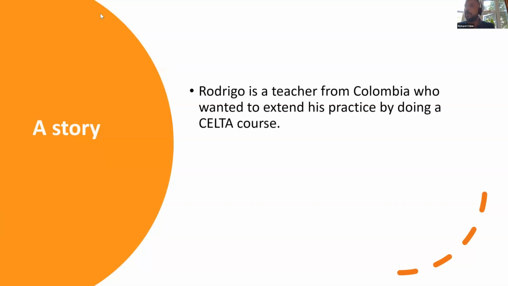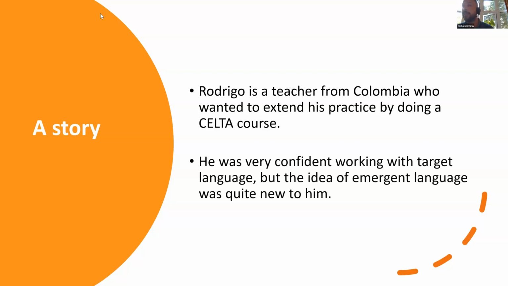Rodrigo is a teacher from Colombia who wanted to extend his practice by doing the CELTA course. So he's a trained teacher, and he was very confident working with target language because that's what his training had focused on, which a lot of training does focus on. Very little of it focused on emergent language. On Delta, obviously, there's often a push towards working with emergent language, and the criteria on the Delta encodes that as well. But it was quite new to him working with emergent language.